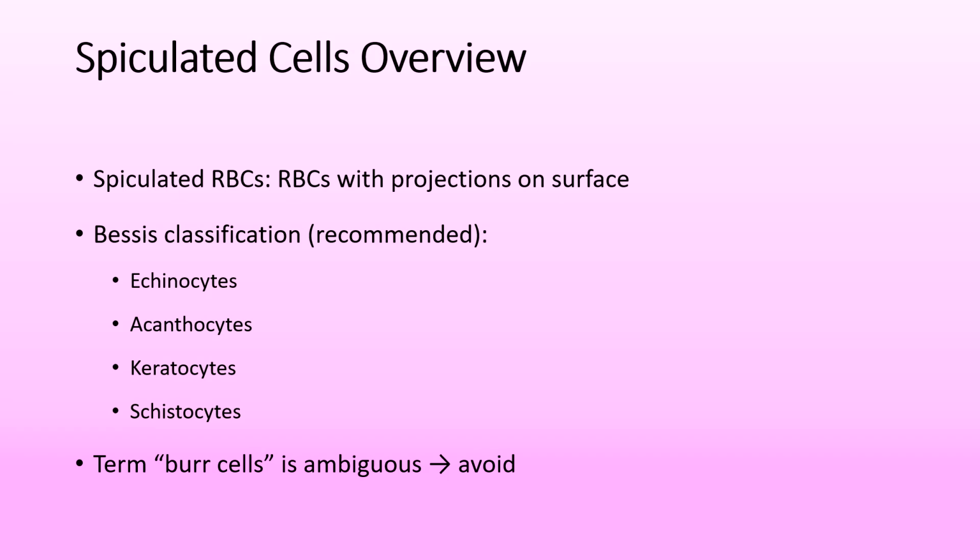Some older terms like spiculated cells are confusing. The BESIS classification is based on careful electron microscopy and how much more precise we can be. Well, the use of echinocytes, acanthocytes, keratocytes, cystocytes, and vague terms like burr cells are used by many pathologists. Such subtypes have different pathophysiological mechanisms and disease associations, and they don't essentially mean the same.